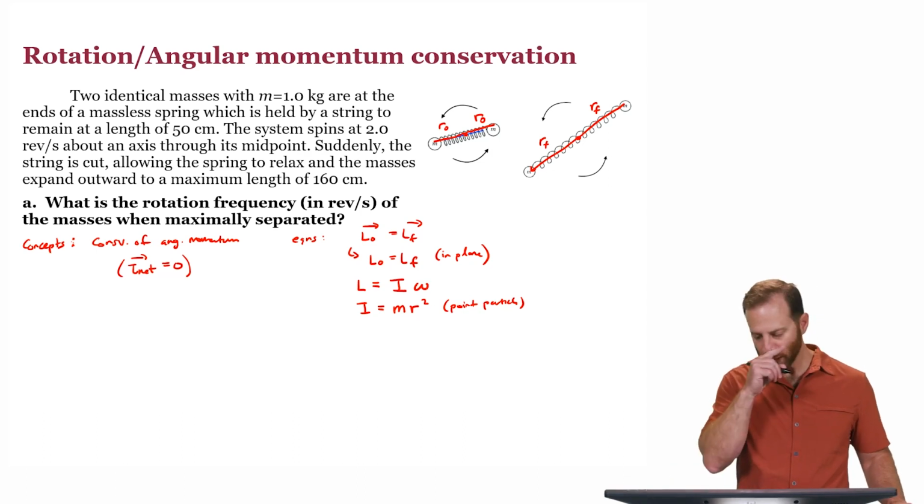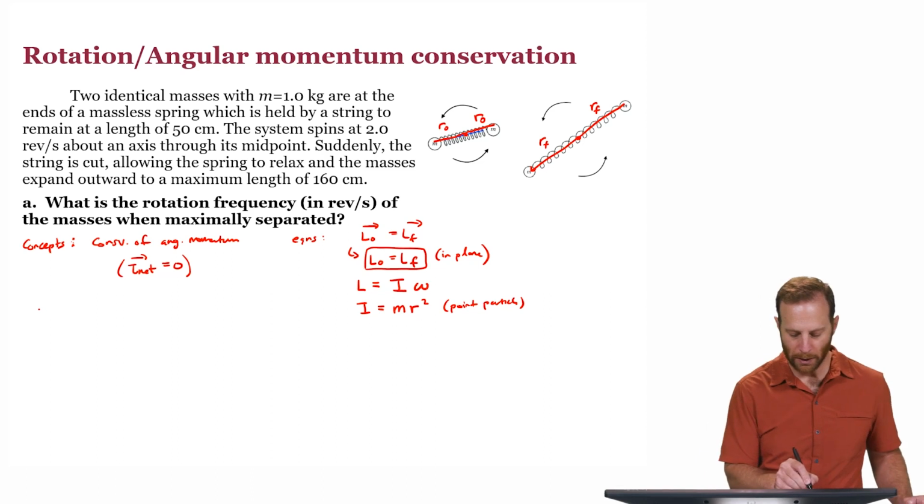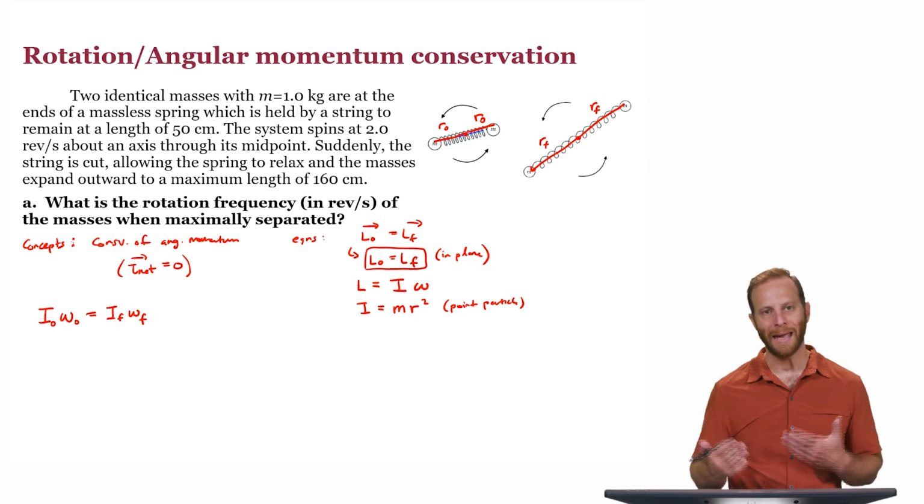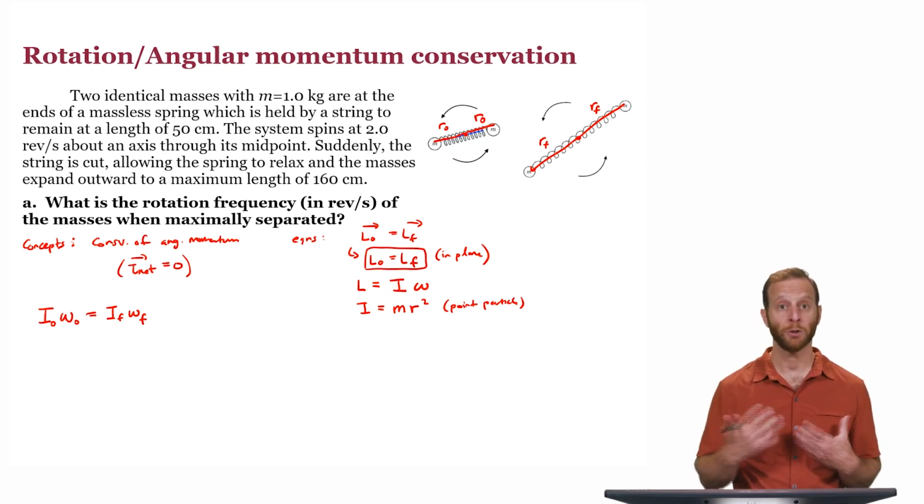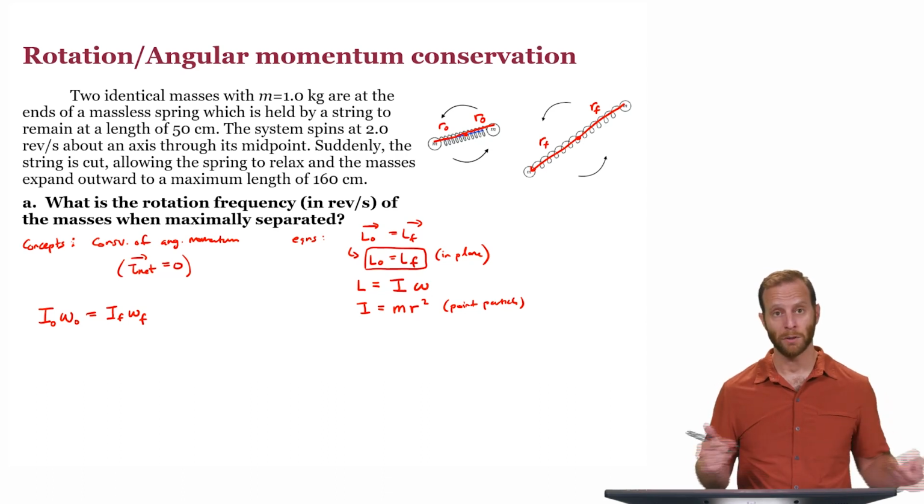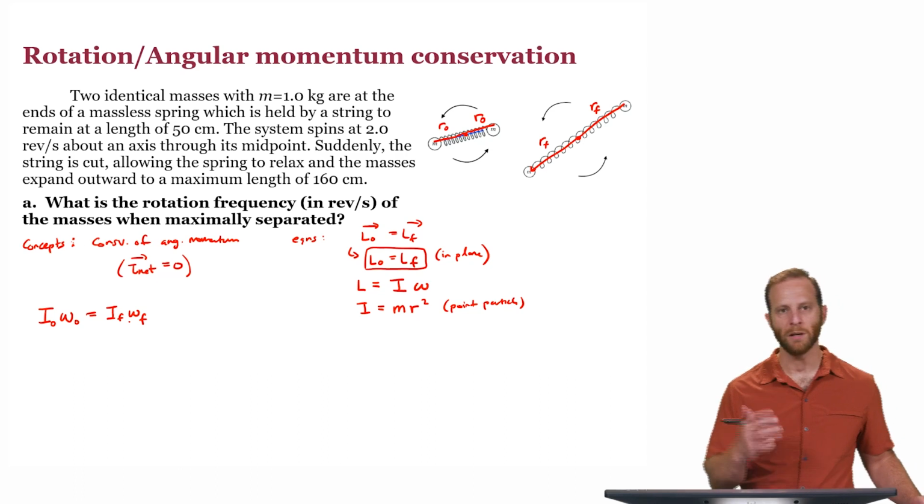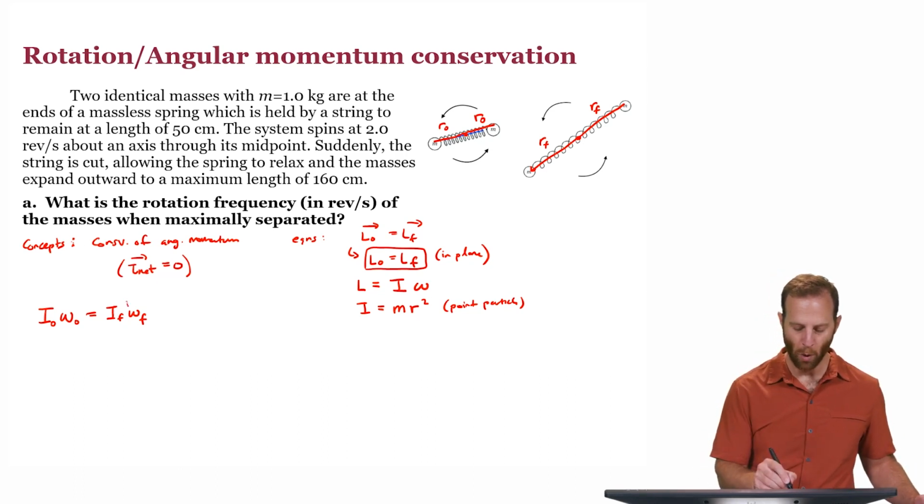Okay. So let's go ahead and apply conservation of angular momentum, setting the initial angular momentum, I initial times omega initial, equal to I final times omega final. Not only does the angular speed change, the moment of inertia changes. In fact, they must change in ways that make sure that this equality holds. We're interested to know what is the final angular frequency, rotational frequency. In other words, we want this.